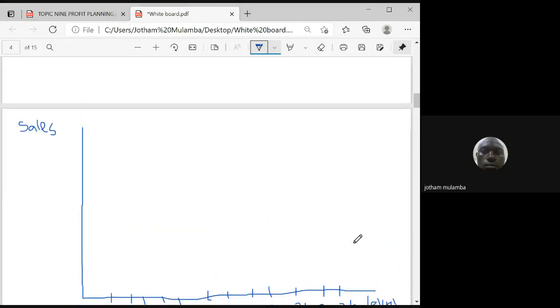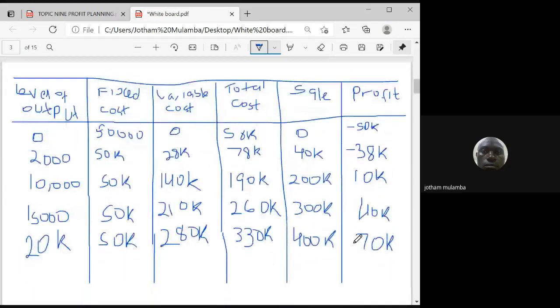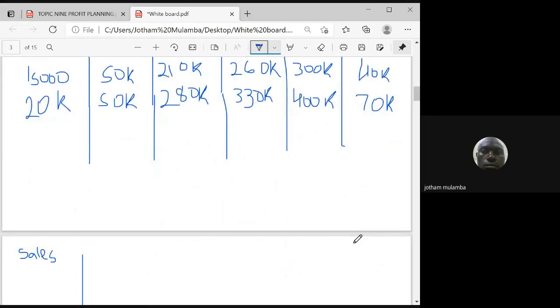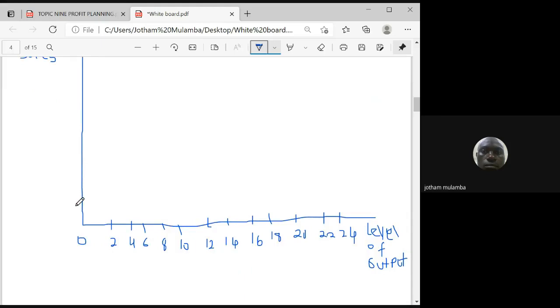So on the sales side, our maximum sales was 400,000. Our highest level of sales was 400,000. So we can account for 40,000, 40,000, so that we get 10 points. So we'll have 1, 2, 3, 4, 5, 6, 7, 8, 9, 10, 11, 12. So I've said let's split into 40, 40.